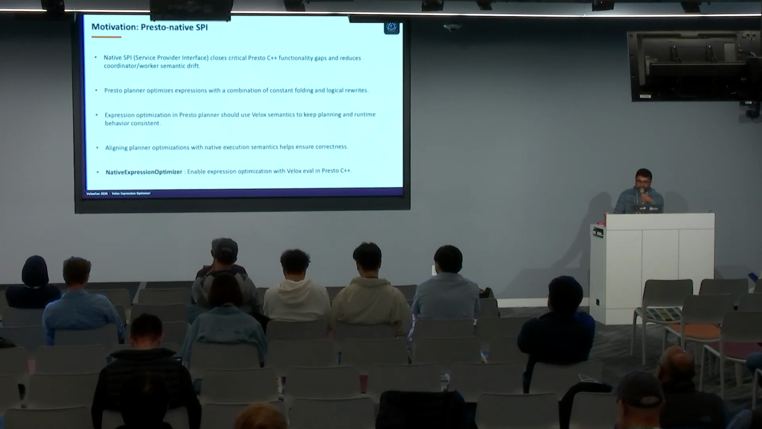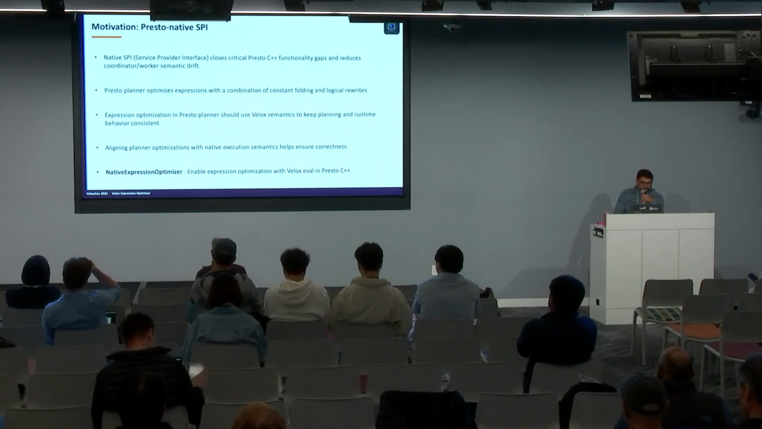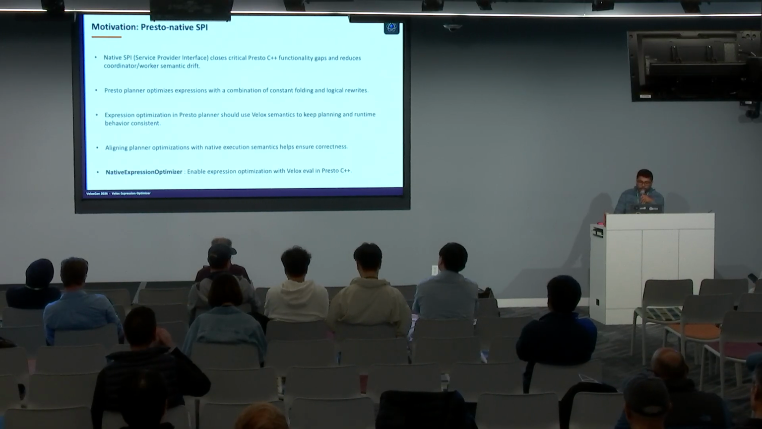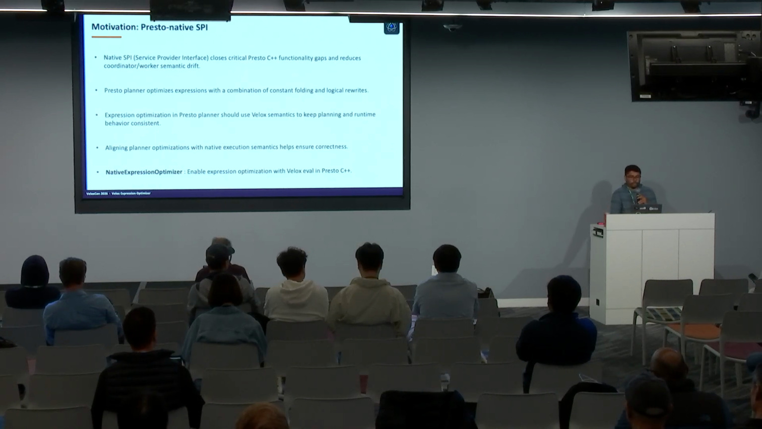The sidecar process is just a Presto C++ worker with a few additional capabilities, and one of these capabilities is expression optimization. This native expression optimizer should have the same capabilities as Presto's default Java-based expression optimizer. For this reason, we wanted to bring all of Presto Java's expression optimizations into the native expression optimizer. So we started looking at how Presto Java optimizes expressions, and we noticed that in addition to constant folding, Presto is quite aggressive when it comes to expression optimization. It uses a bunch of logical rewrites.